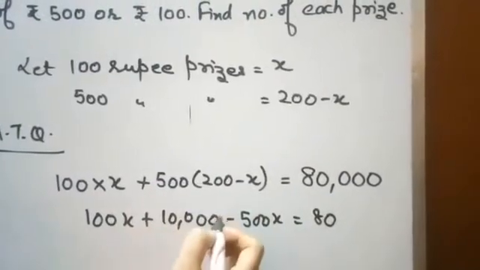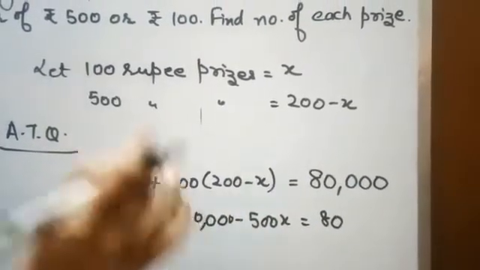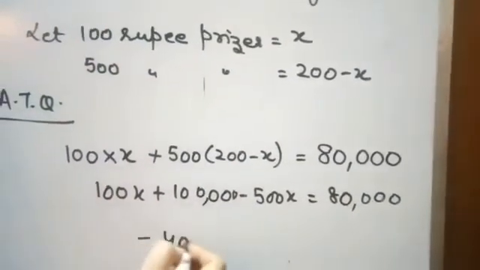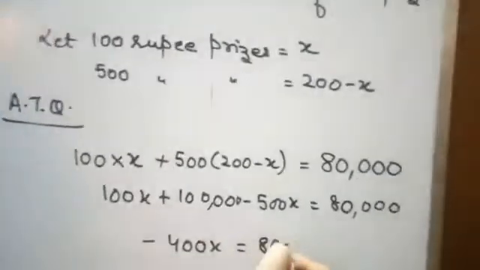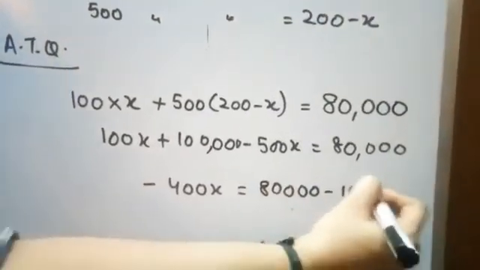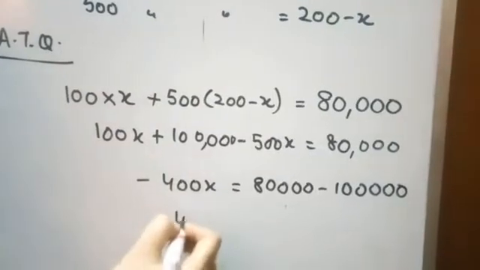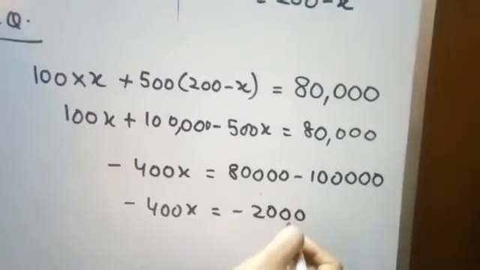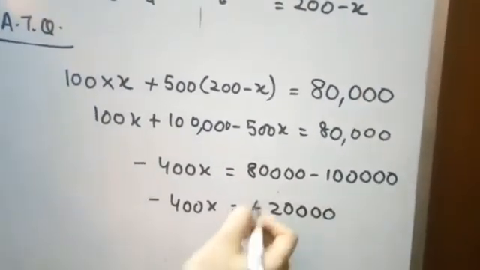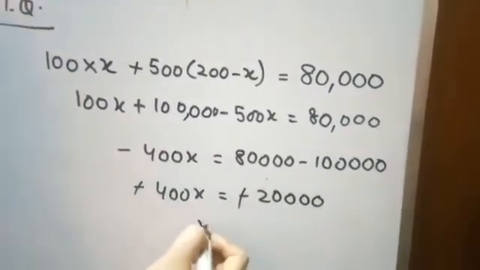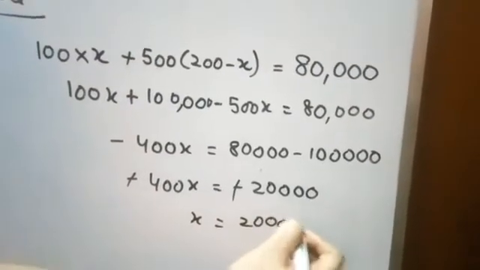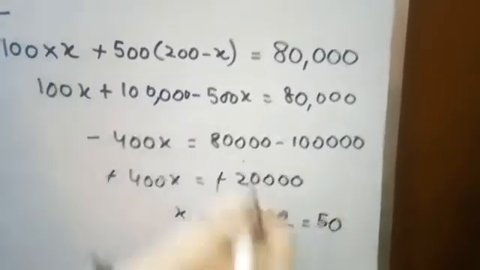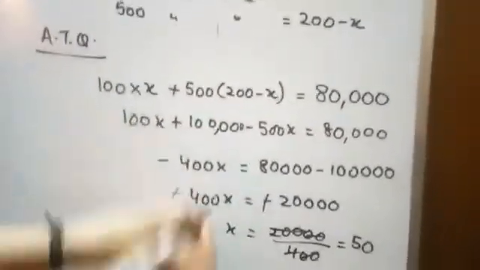It's not 10,000, it's 1 lakh. So 100x plus 1 lakh minus 500x equals 80,000. Now 100 minus 500 is minus 400x, so 80,000 minus 1 lakh equals minus 400x. 80,000 minus 1 lakh is minus 20,000. You can cancel off the sign. 20,000 by 400 is 50. The value of x has been found: 50.